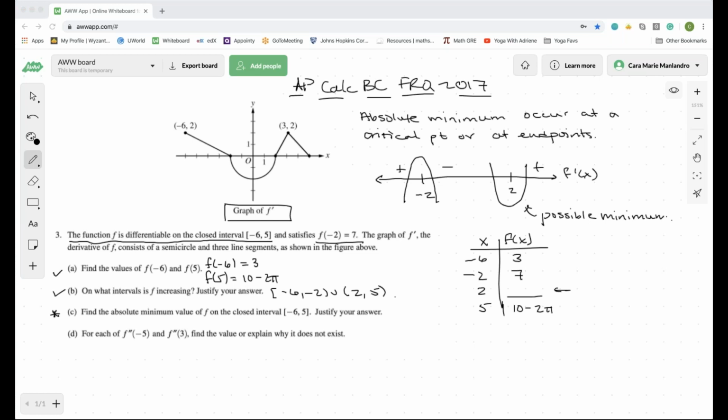Isn't the absolute minimum whenever the integral goes from -2? So the minimum occurs at the maximum. Yeah, we do have to check the values, but you have to check the endpoints. That's the point.